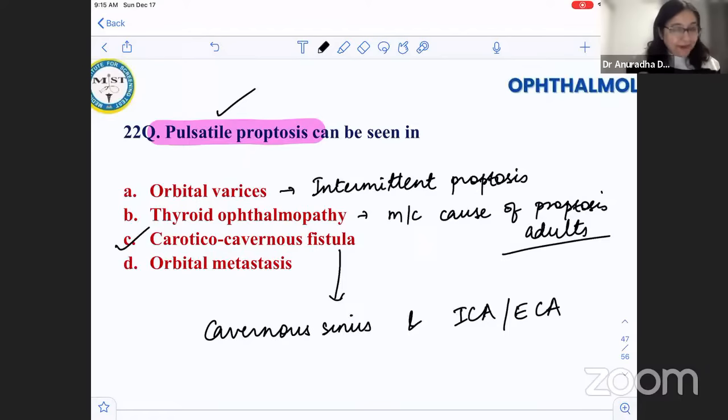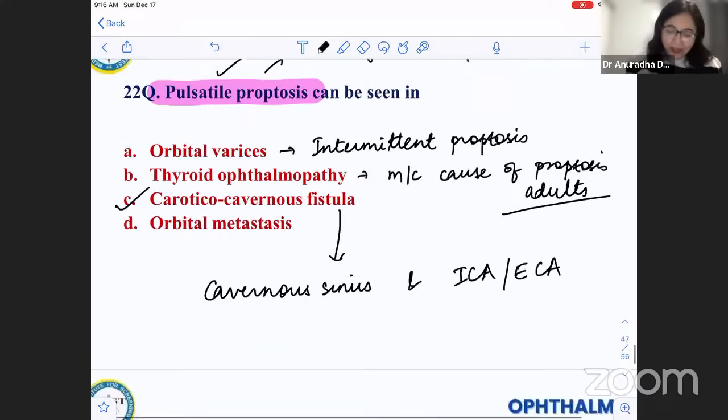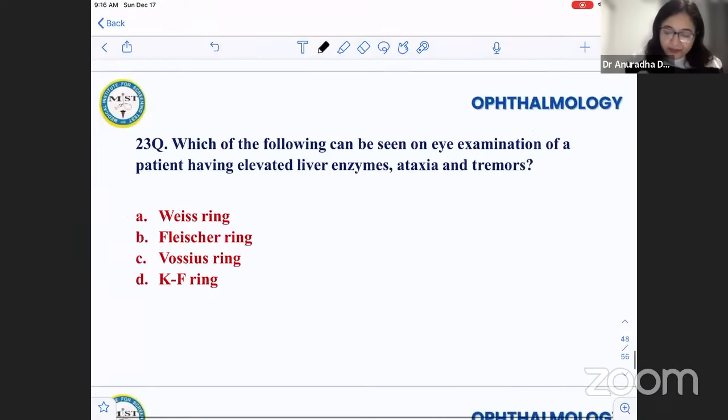Another cause of pulsatile proptosis can be conditions like meningocele or encephaloceles. They can also cause pulsatile proptosis. So sometimes you can expect orbit related questions in the exam. Okay guys, moving on to the next question.